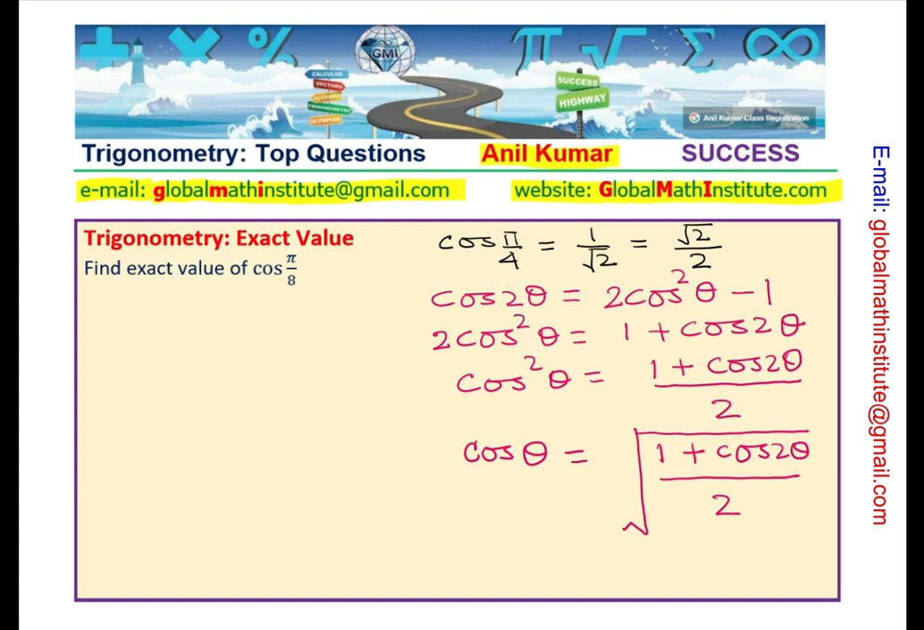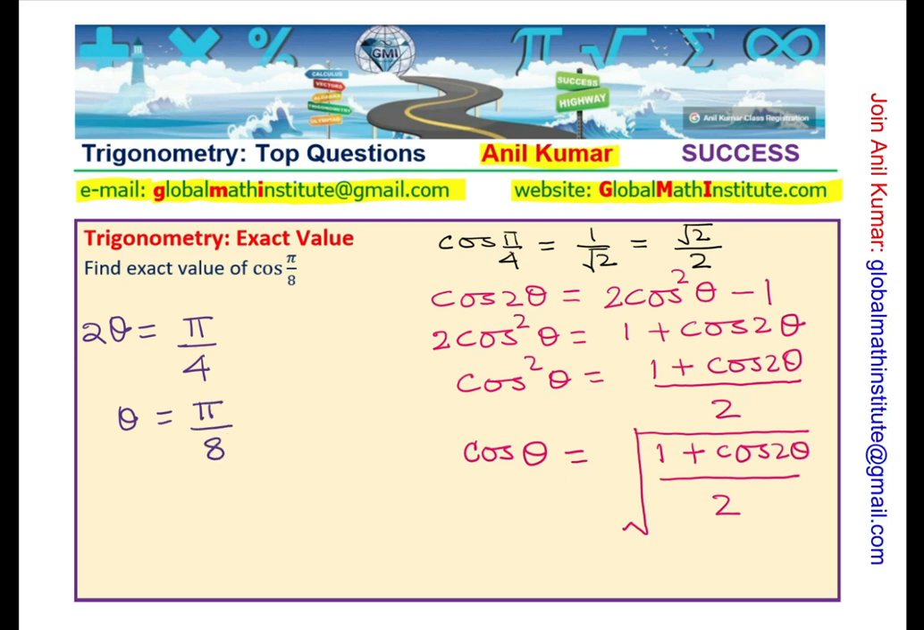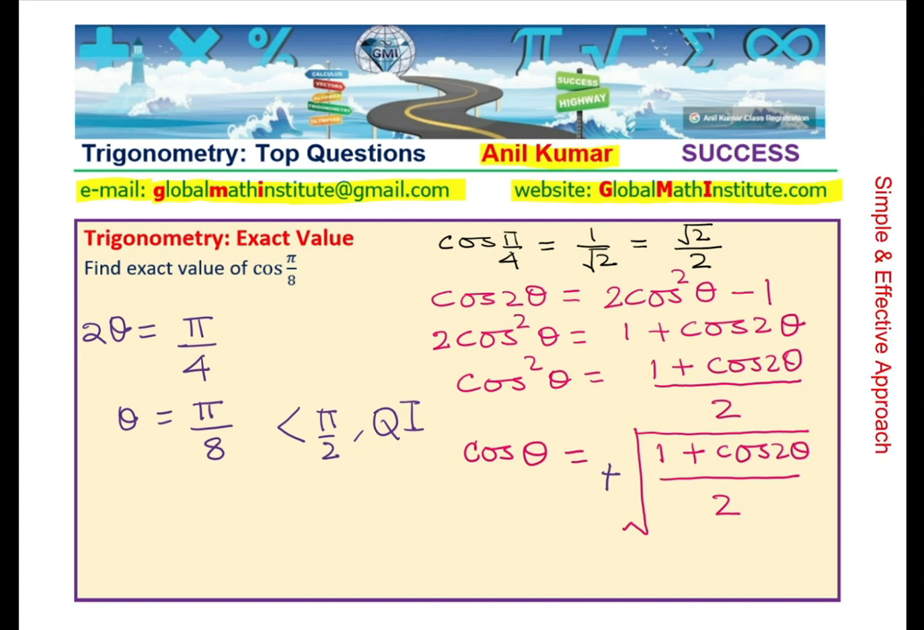Now, in our case, 2 theta is equal to pi by 4, and then we can say theta is pi by 8. You get the idea. Now, pi by 8 is less than 90 degrees, or pi by 2, right? So it is in quadrant 1, and therefore we are going to take the positive value. Perfect. So that gives you the background of how we are going to find the exact value for cos pi by 8.